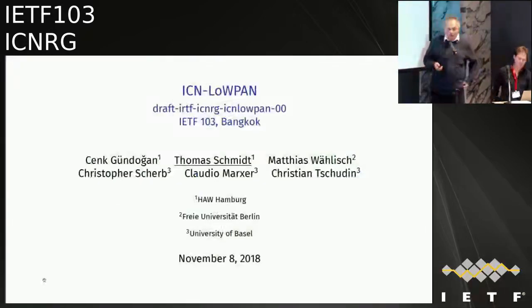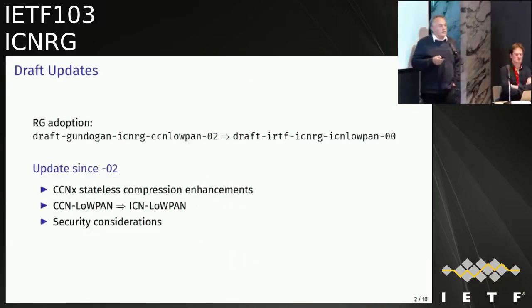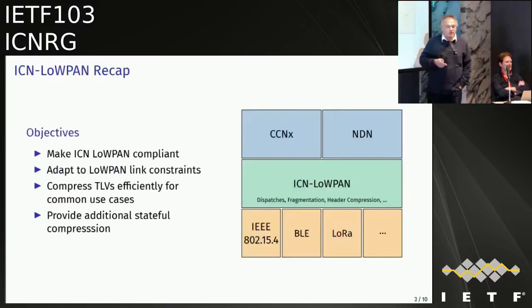Okay. So this is just a brief update on the LoPan draft, which we have talked about a couple of times. This has been recently adopted as a research group item, so it's version 0 now again. What has been updated since the last version of this document is basically the CCNX stateless compression schemes that hadn't been defined yet. We only had defined NDN. And then there's a renaming. We now use ICN LowPan as a name to make it more inclusive for the different ICN dialects, and then security considerations were added.